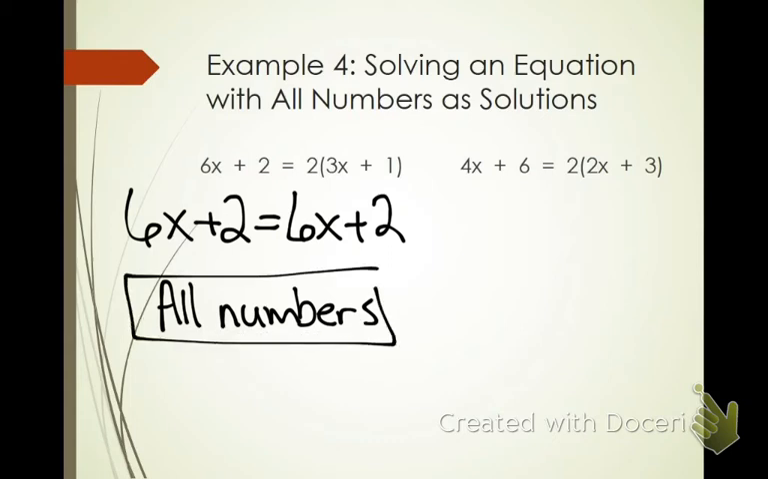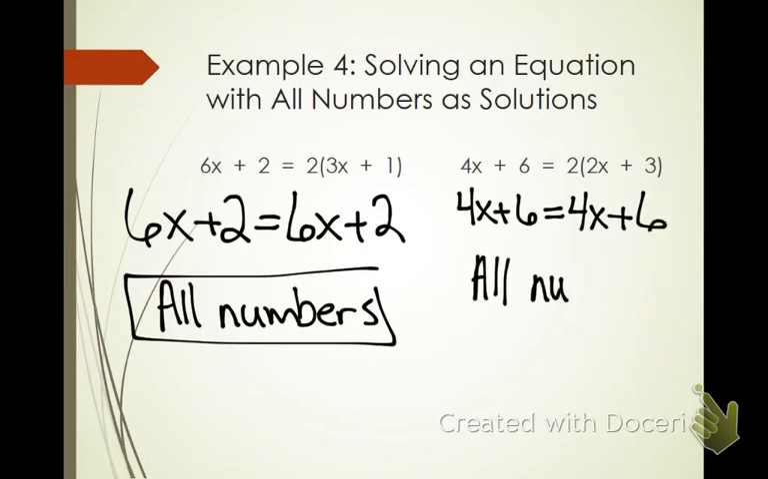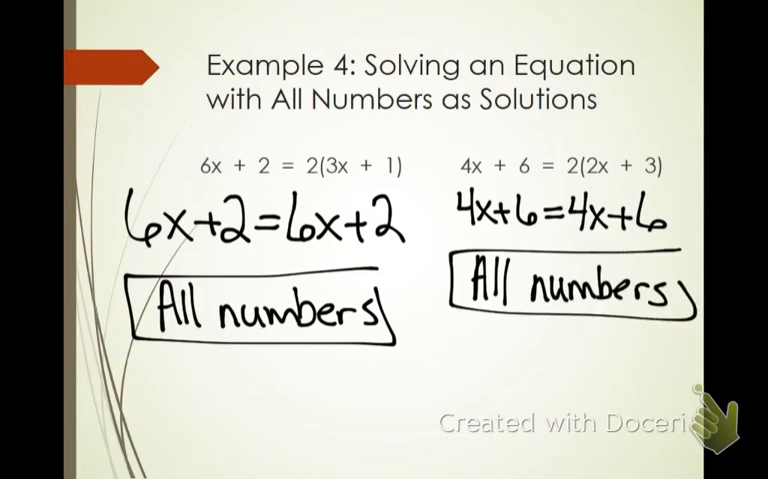All right, same thing goes with the second one. 4x plus 6 equals 4x plus 6. Same exact expression on both sides, all numbers will be solutions. Do you see the difference between examples 3 and 4 though? In example 3, only the variable was the same. Because it left numbers left over that did not equal, there's no solution. But in example 4, both sides of the equation are exactly the same, so any number could be a solution.